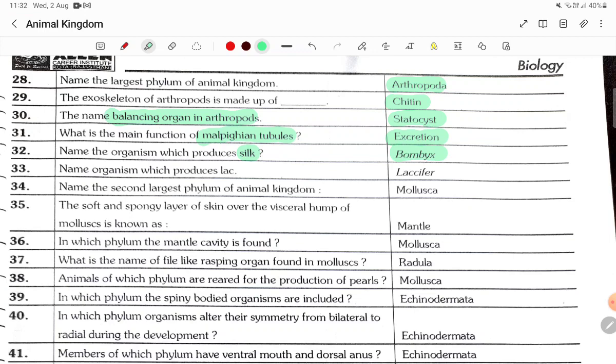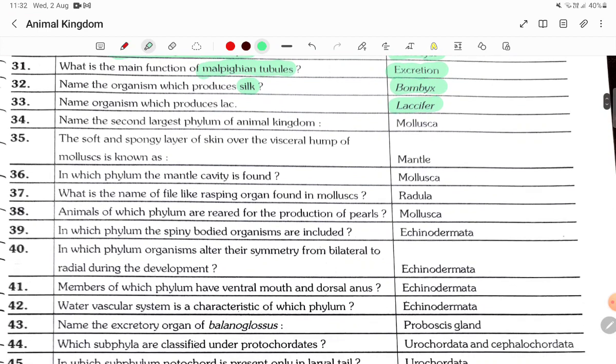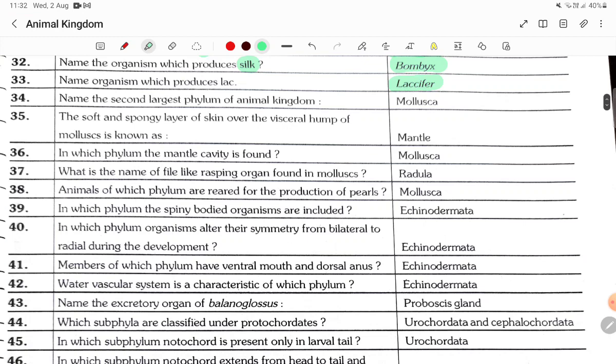Question number 33: name the organism which possesses lac. Lac is produced by lacifer. Question number 34: name the second largest phylum in the animal kingdom. The second largest phylum is Mollusca, and the first largest phylum is Arthropoda.